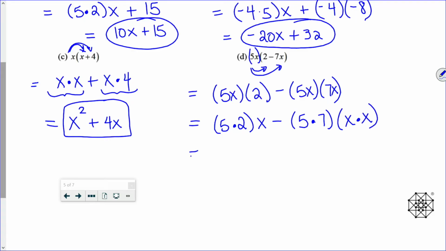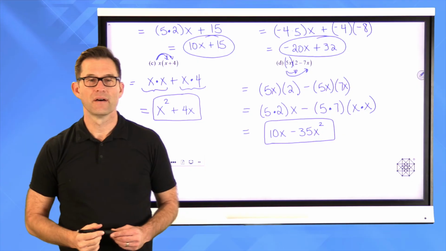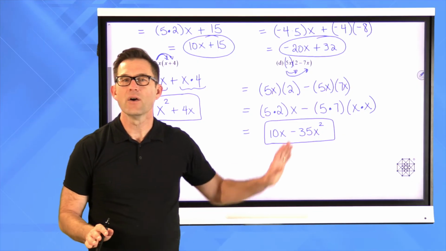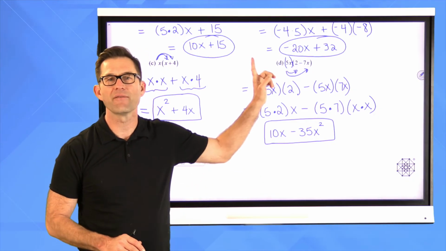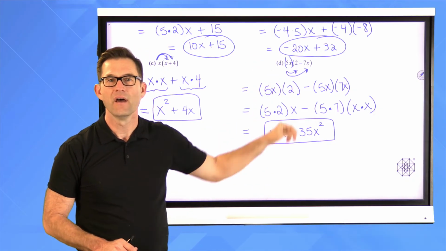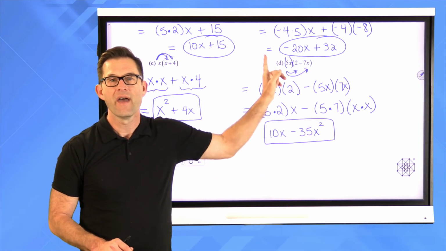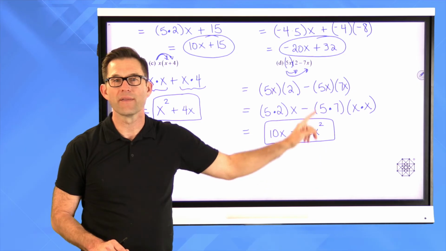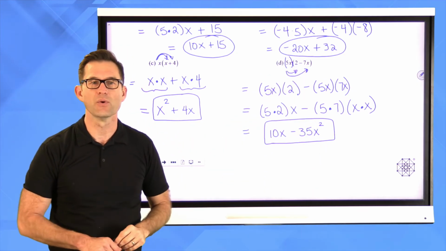Get some equal signs here. 5 times 2 is 10. So I get 10x minus 35 times x to the second power. And again, what we really want is for this to become automatic. So I've got 5x times 2, that's 10x. I've got 5x times 7x, 5 times 7 is 35. x times x is x squared, and then we have the subtraction because I don't have any kind of negatives multiplying through. So I get this new expression.